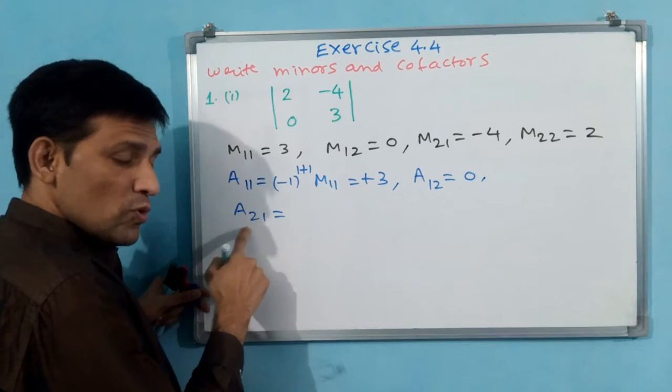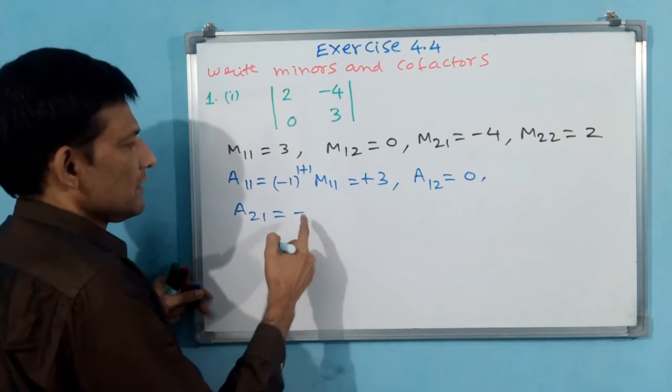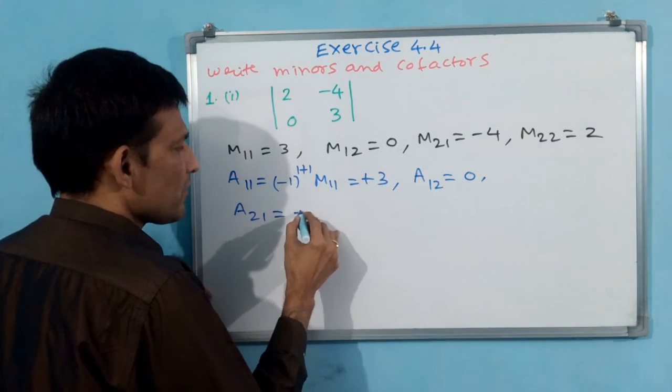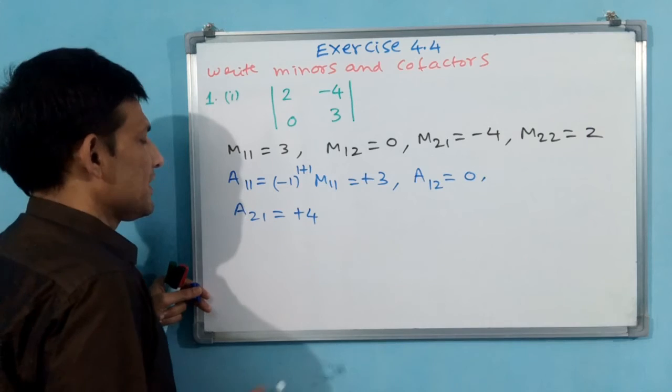Now you go for A21. Here also you see 2 and 1 give 2 plus 1, odd. That means minus. And M21 is how much? Minus of -4, that is plus 4. Like this you have to write.